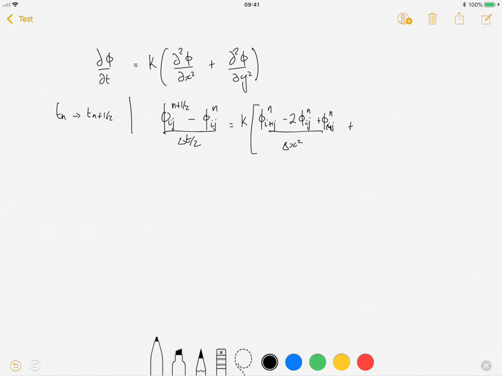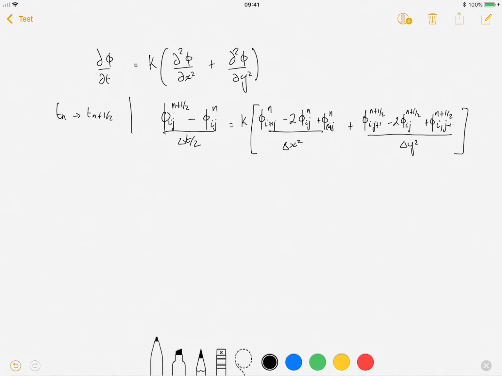plus (φ_(i,j+1)^(n+1/2) − 2φ_ij^(n+1/2) + φ_(i,j−1)^(n+1/2)) divided by Δy².